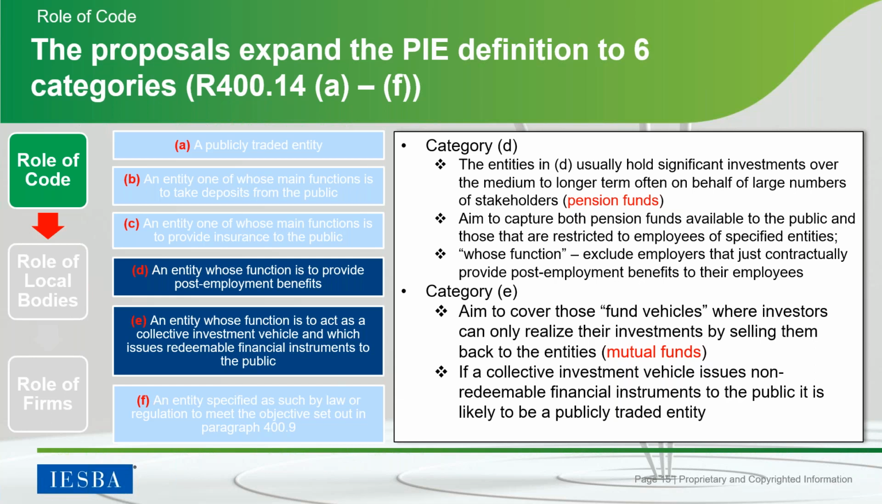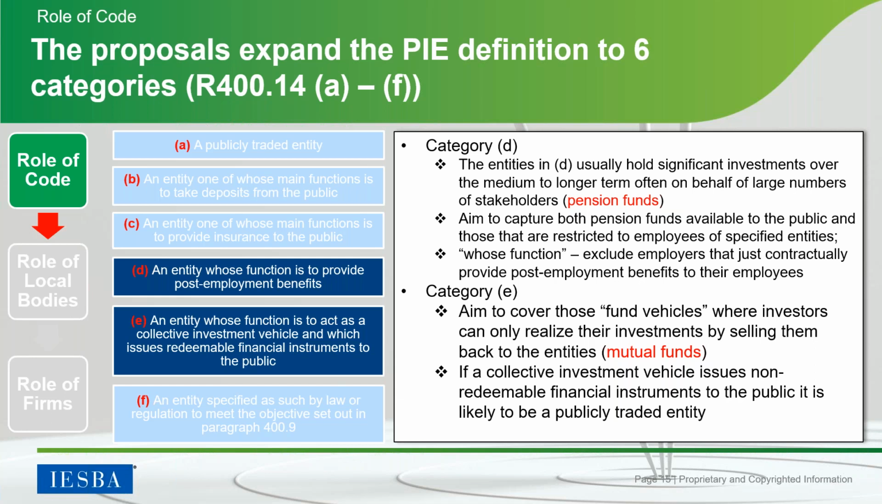In the next two categories, we went for whose function rather than whose main function. In terms of category D, which is retirement funds, pension funds of one description or another, the aim is to capture, it says here, both pension funds available to the public and those that are restricted to significant numbers of employees of specified entities. Again, we would expect a size criteria to play a part here. As I say, we went for whose function because we didn't want to include employers that also, as part of the contractual terms with their employees, offered post-employment benefits. Rather, it's the vehicle which, if you like, takes on that liability generally for quite some time after retirement. Category E, we were really just covering fund vehicles where investors can only realize their investments by selling them back to the entities. So mutual funds, unit trusts, and other similar closed-end vehicles.